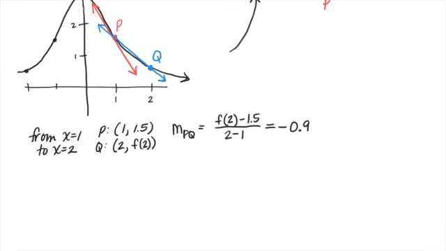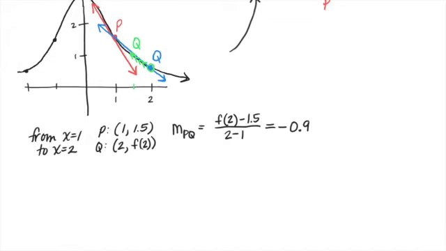So we're basically going to look at our graph and we're going to take point Q here and we're just going to move it along the curve a little bit closer to point P. So let's say instead of x equals 2, what if we go right in the middle here and we go x equals 1.5 and we make this our new point Q?